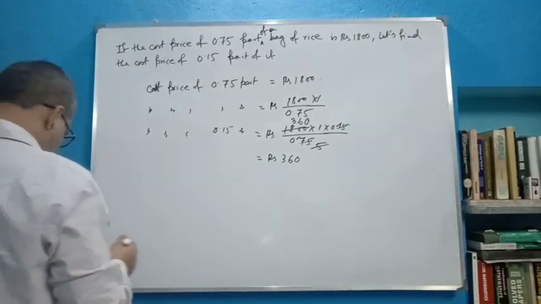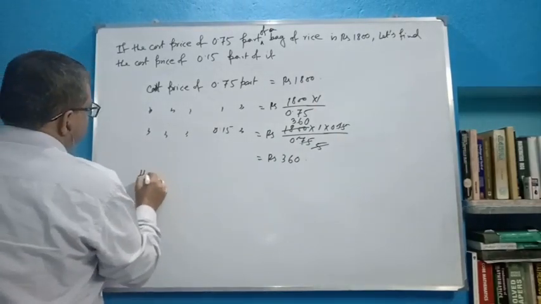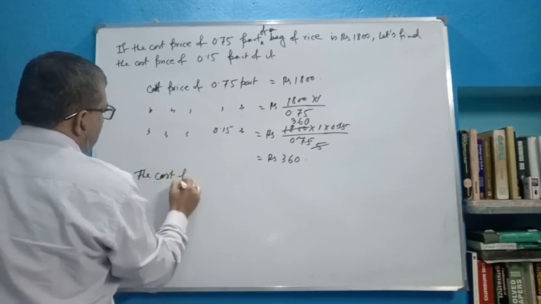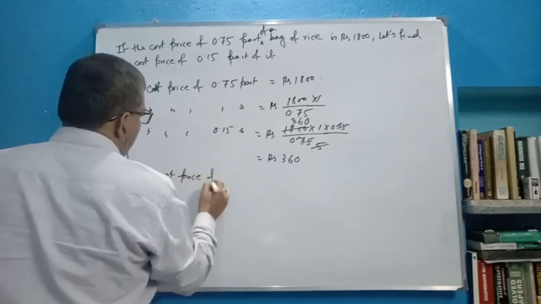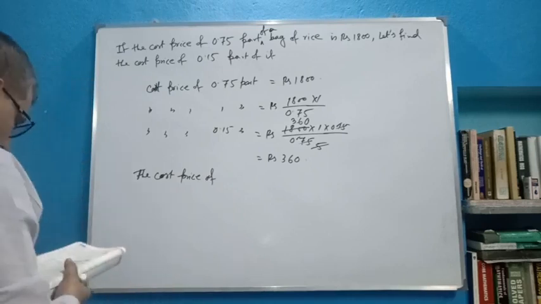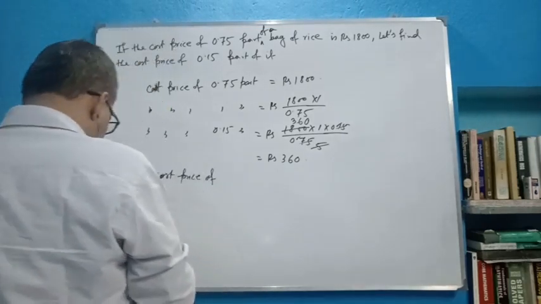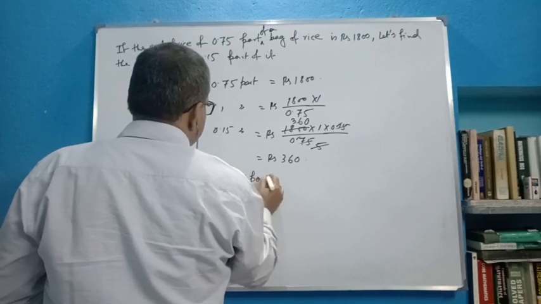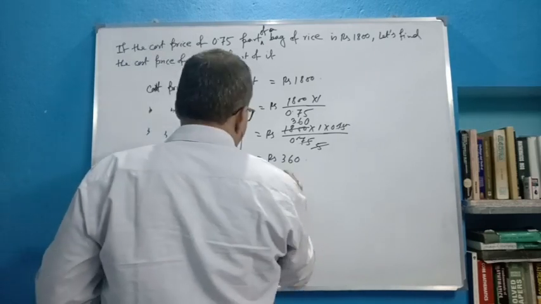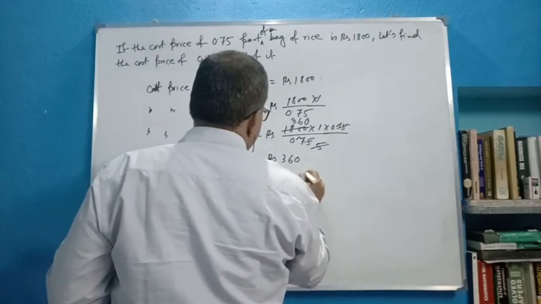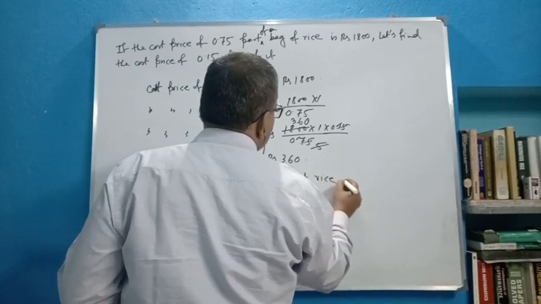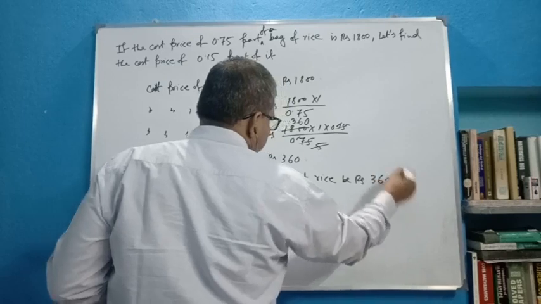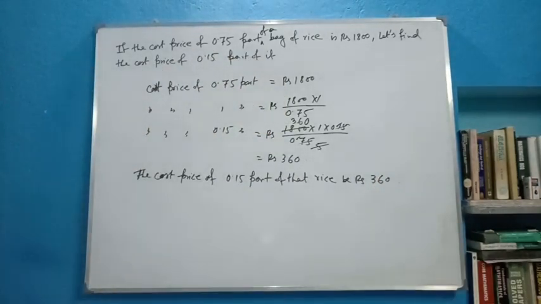The cost price of 0.15 part of that rice is 360. Okay.